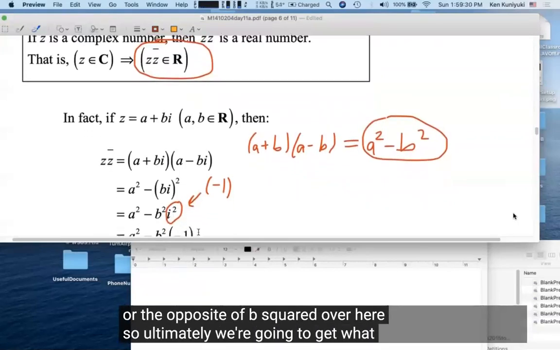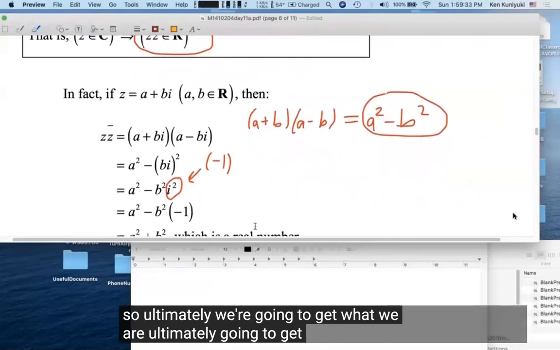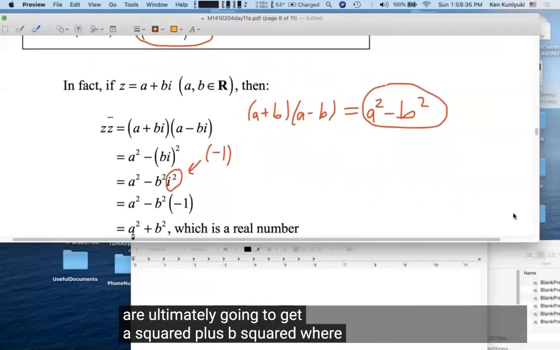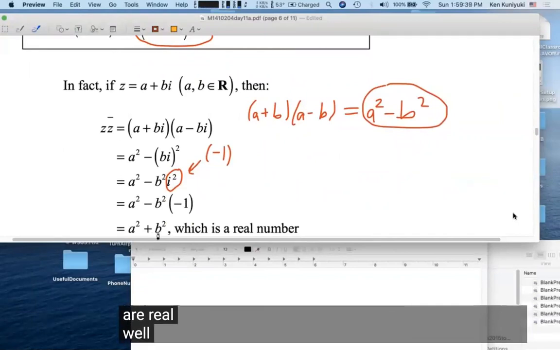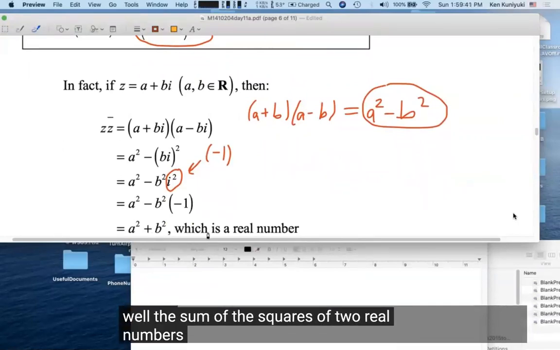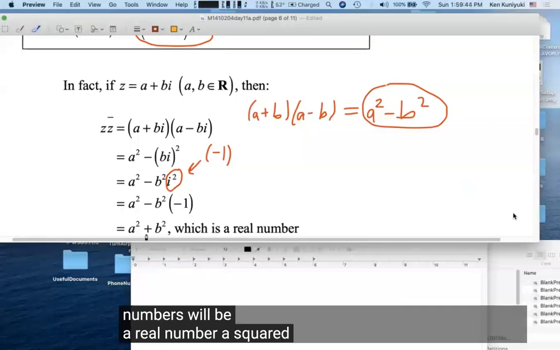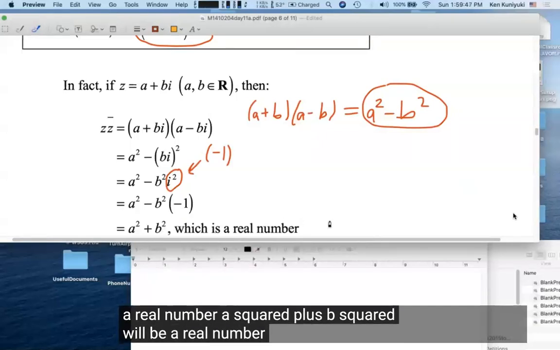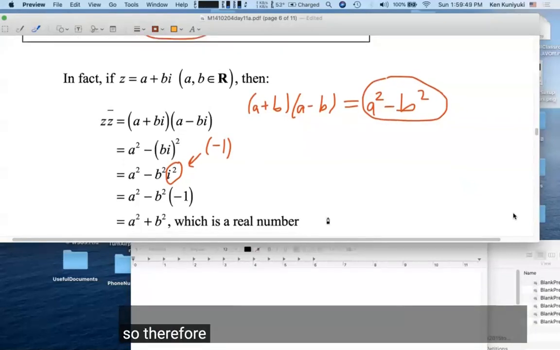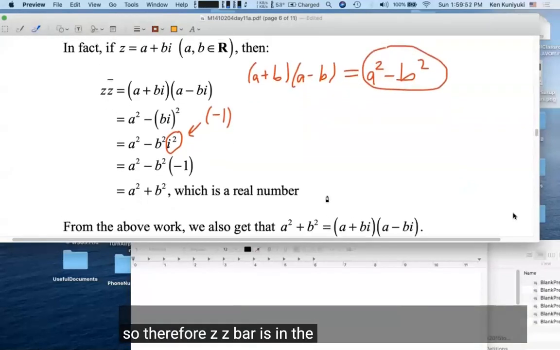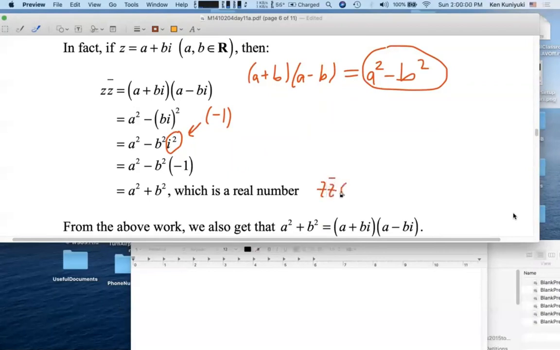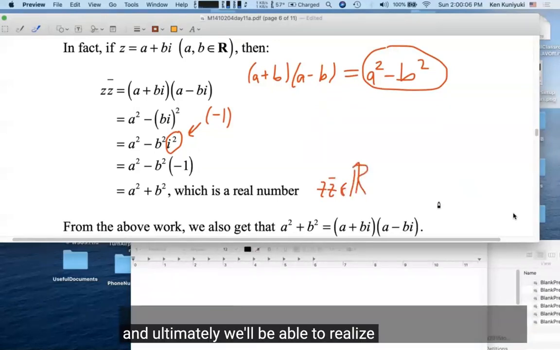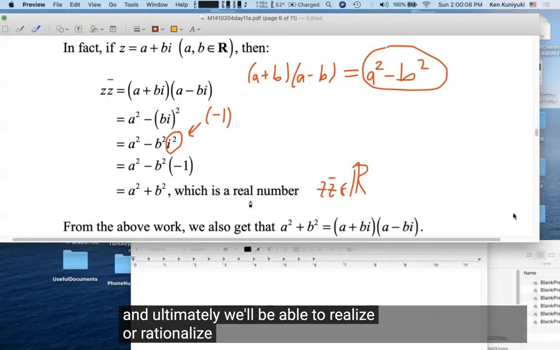So ultimately, we're going to get what? We are ultimately going to get a squared plus b squared, where a and b are real. Well, the sum of the squares of two real numbers will be a real number. A squared plus b squared will be a real number. So therefore, z z bar is in the reals. And ultimately, we'll be able to realize or rationalize denominators.